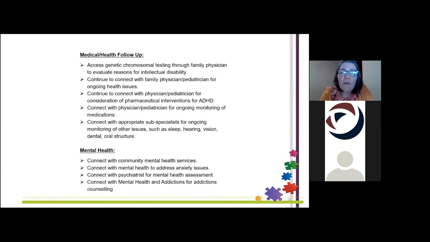We always have medical and health follow-up included in the medical summary report, which will recommend connections with physicians and subspecialists for ongoing monitoring of other issues. And certainly if there are any pharmaceutical or medication issues, that's always included in the report. Mental health is so important, and we ensure that, particularly for older youth and adults, it's a key component of the medical summary report, and we make sure there are recommendations on connections with the appropriate therapists.